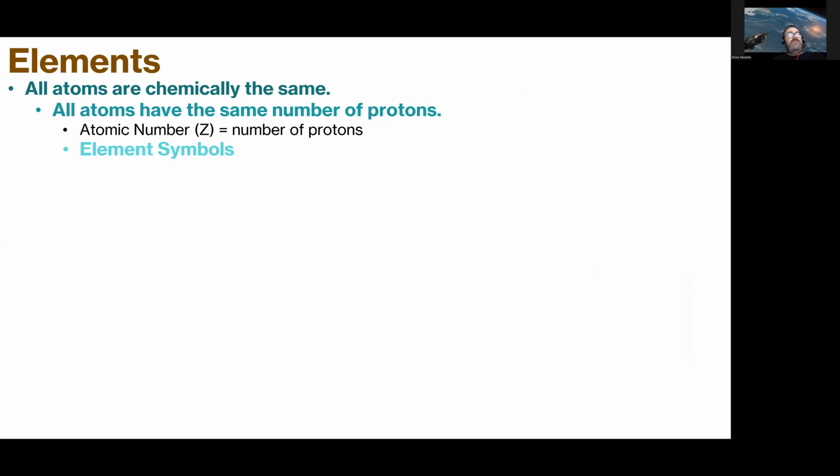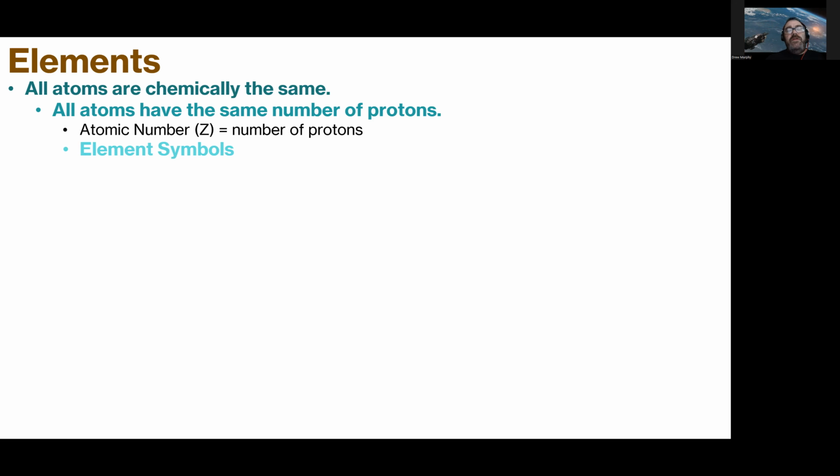We said at the very beginning of all this that elements are a pure substance that can't be broken down by chemical means. Now we have a more modern definition, now that we know what atoms are made of. So we can say, yes, all atoms of an element are chemically the same, which is kind of what Dalton was getting at too. But we can also say that atoms of an element all have the same number of protons. So this is how we define elements as of now.